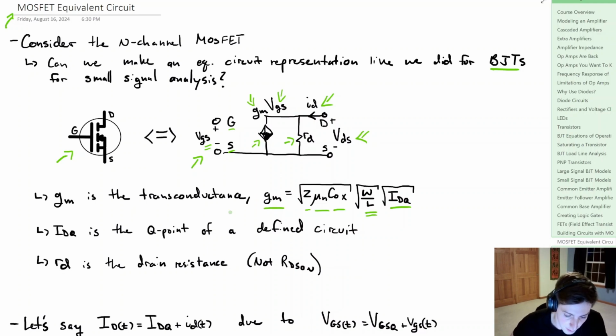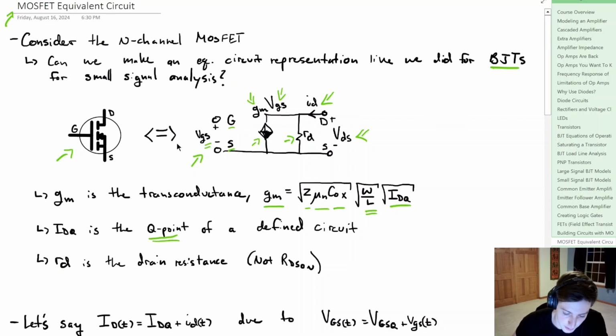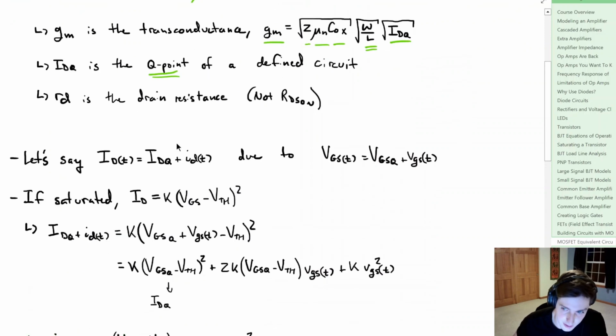In the last video, we defined that Q point, fairly similar to our BJTs and even our diodes. So what we're going to do is consider just a generalized FET circuit, and we can say that the drain current is equal to some DC or Q point drain current, and then we have this AC component, or this small signal component. Now that drain current is going to be due to the gate to source voltage, and with that voltage we're going to have some DC or large signal part and then some small signal part right here.